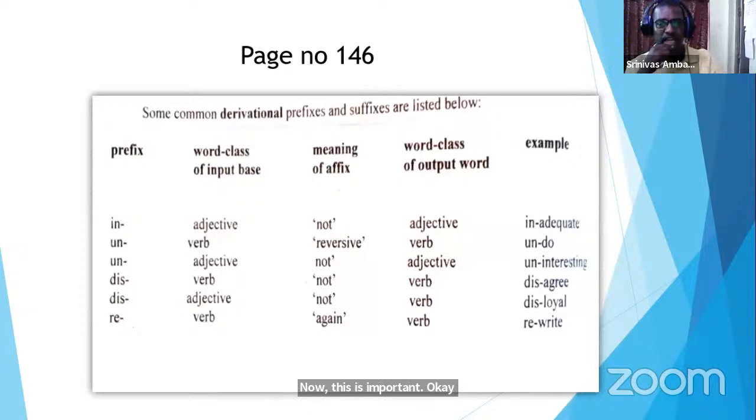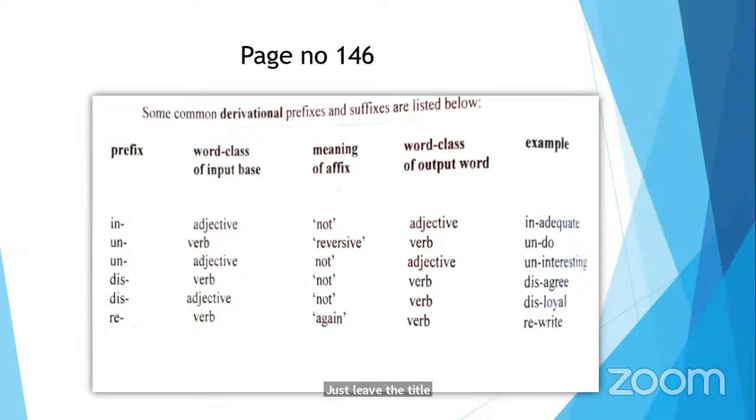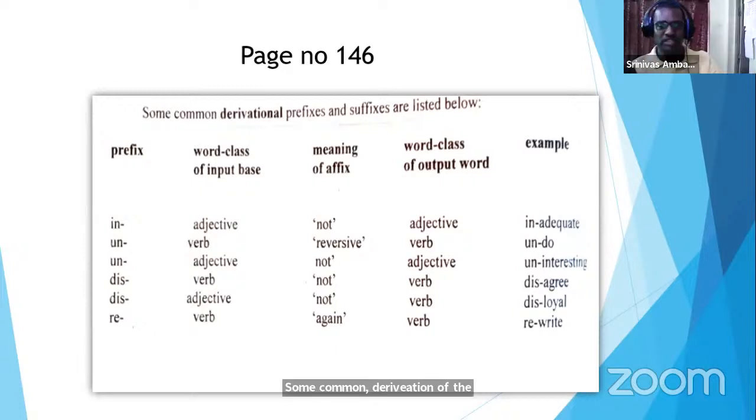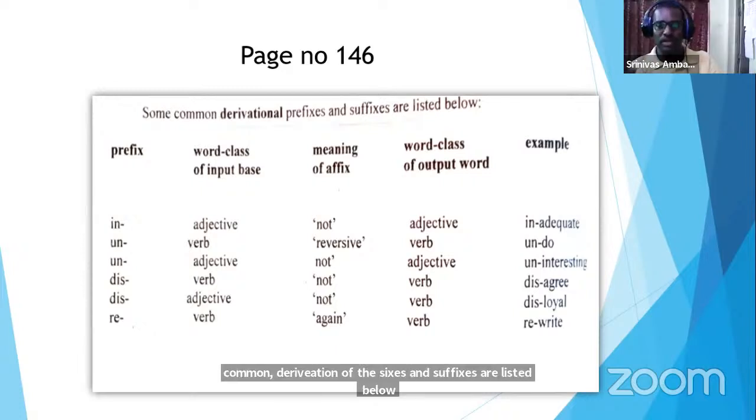What's the title? Just read the title. Some common derivational prefixes and suffixes are listed below. Enough. Such things are important. If you don't have much time, you need not read the whole paragraph, only wherever there is such technical information.